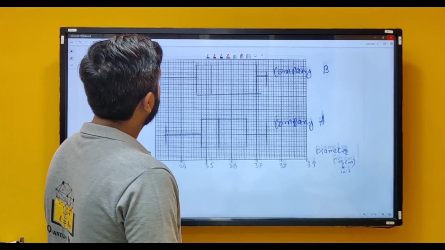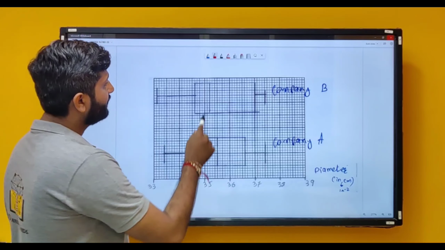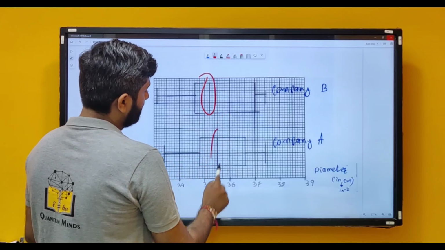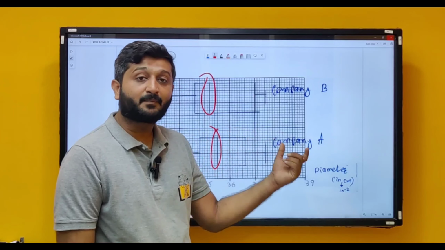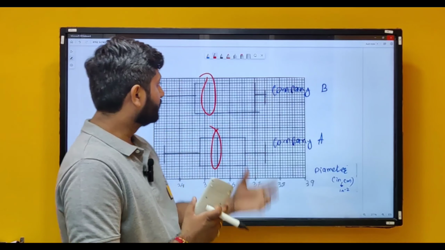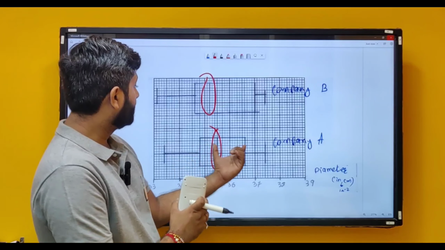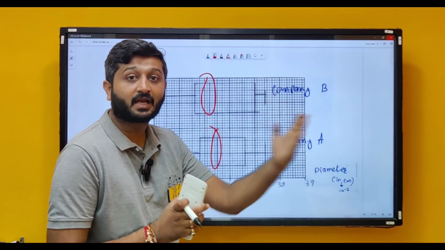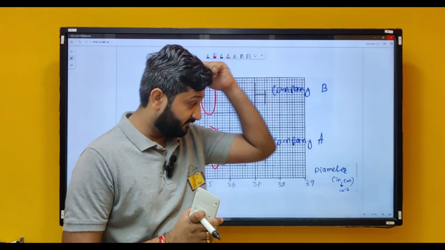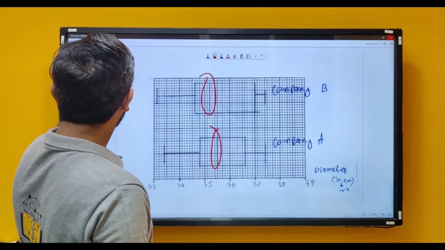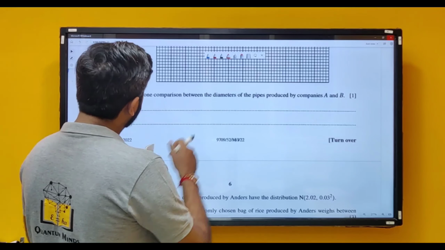Okay, so see, you can make multiple comparisons here. First, you can compare by median. You can say the median, meaning the diameter of pipes of company A is higher than those of company B, or you can say the variation or the range of diameter of pipe in company B is higher than that of company A, right? So let me just write down the diameter of pipes of company A is higher than company B.